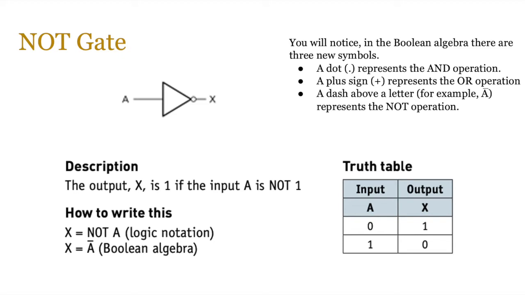A dot represents the AND operation, a plus sign represents the OR operation, and a dash above a letter, for example A with a dash on top, represents NOT. So that's the new bit of information that you'll probably see for AS level. So just get yourself familiar with that. Apart from that, the symbol should be pretty straightforward. Hopefully you made it, and the truth table should look like the one that's on the right hand side of the screen.